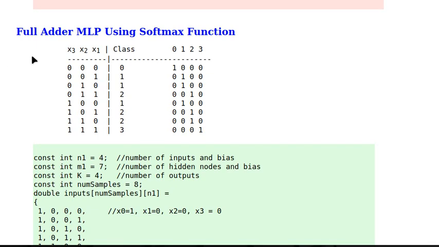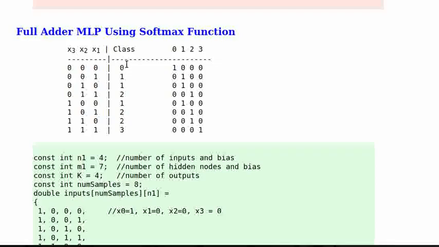Now let's see how we can do this using the Softmax function. In our example, we have 4 different classes: 0, 1, 2, and 3. Okay, so 0 plus 0 plus 0 belongs to class 0, and 0 plus 0 plus 1 is 1, class 1, and 0 plus 1 plus 1 is 2, class 2, and here 1 plus 1 plus 1 is 3, class 3. Okay. And this class can be represented by 4 bits: 0, 1, 2, 3.